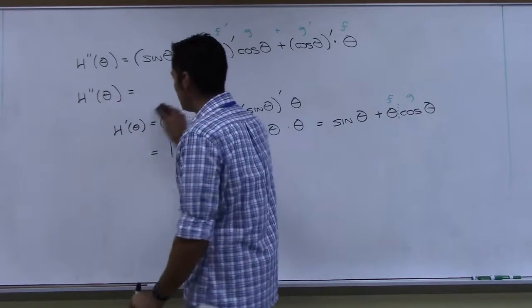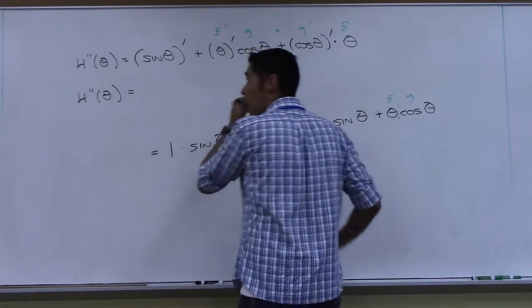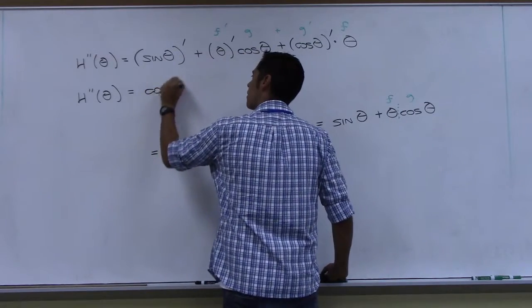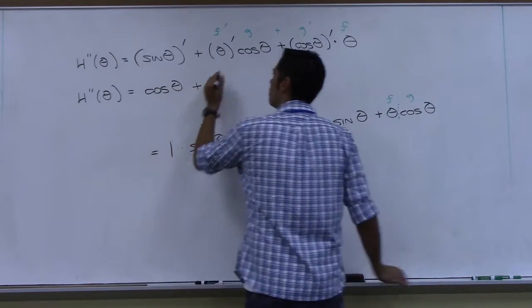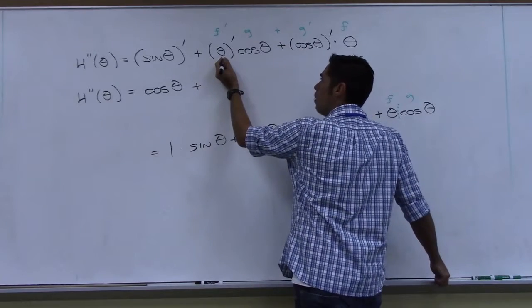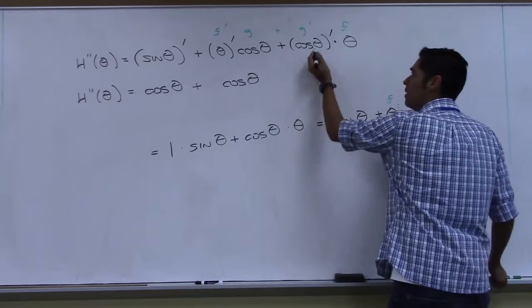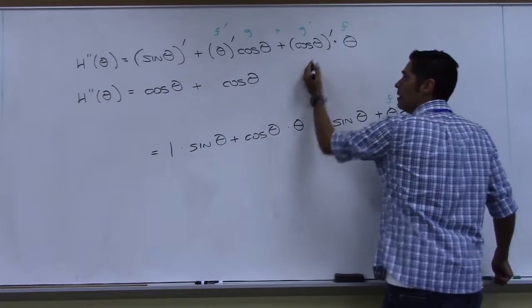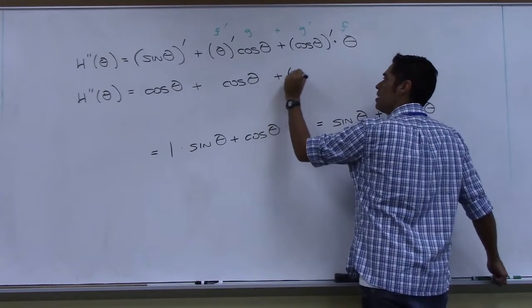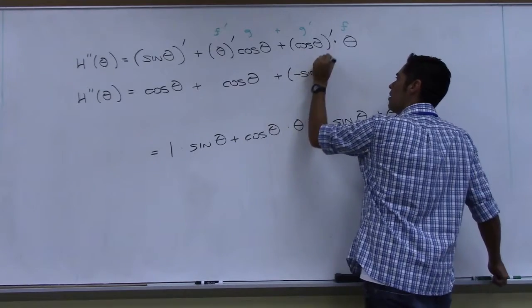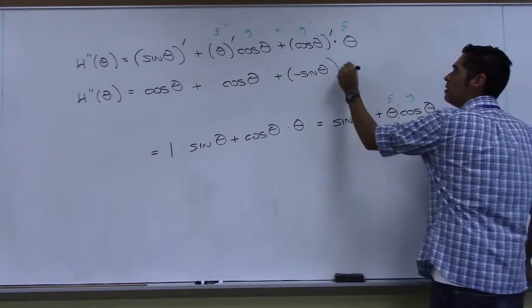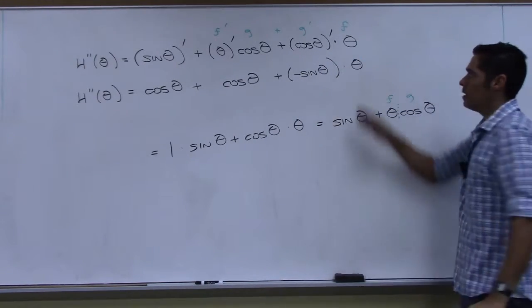Equals. What is the derivative of sine theta? Cosine theta. Plus derivative of theta, 1 times cosine theta. All right, derivative of cosine theta, negative sine theta. So look, I'm going to put plus here, but then I'm going to put in parentheses negative sine theta. And then times theta, right? And that theta doesn't change.